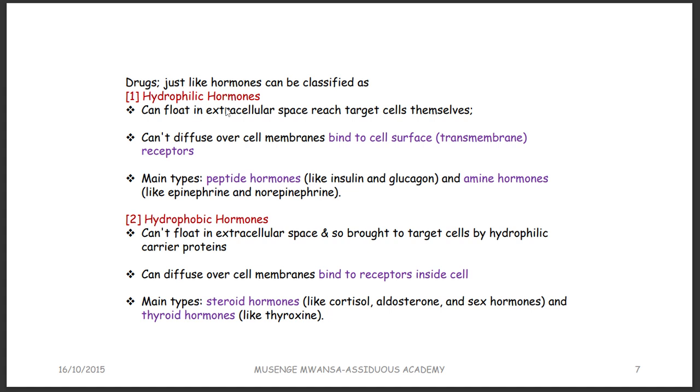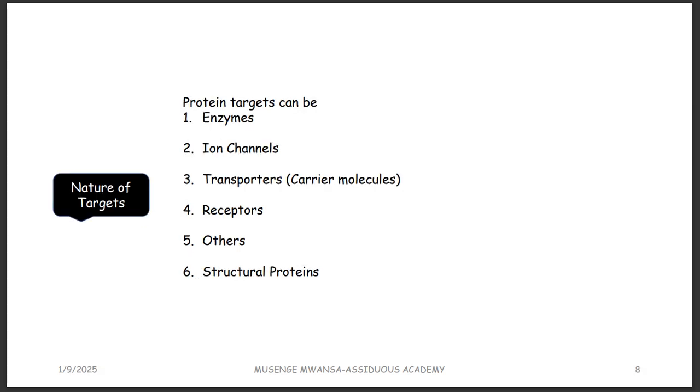Hydrophilic hormones bind to receptors on the cell surface, and this includes hormones like peptide hormones. Peptide hormones, these guys are actually charged. So these include things like insulin and glucagon, and amines like epinephrine and norepinephrine. It's important for you to know this.